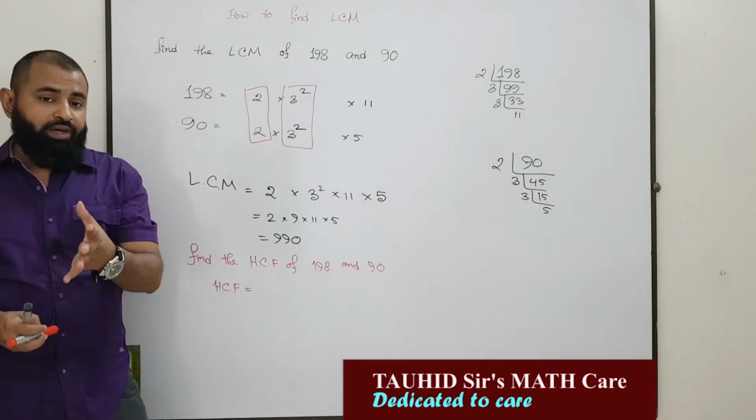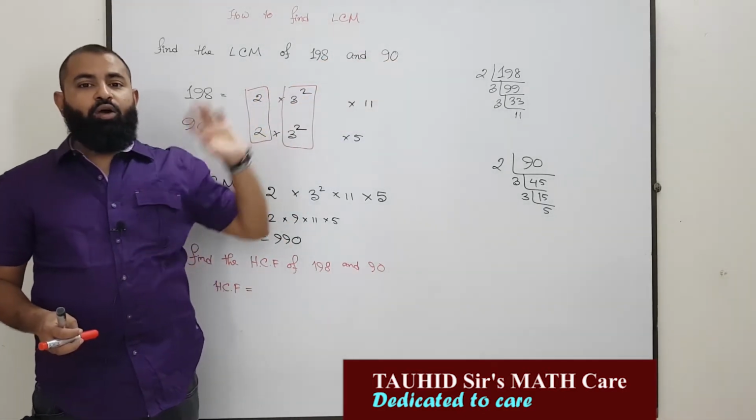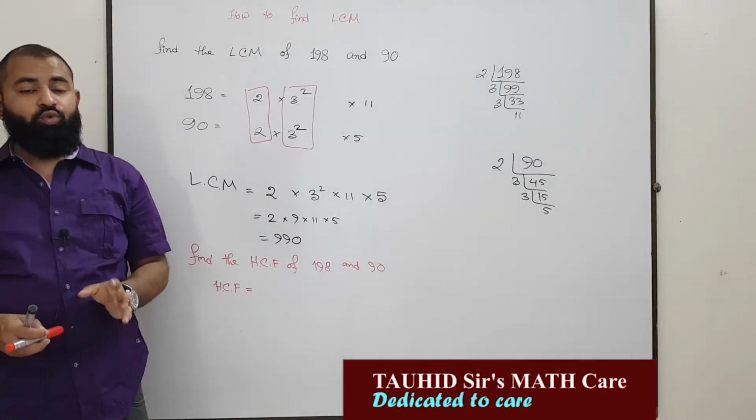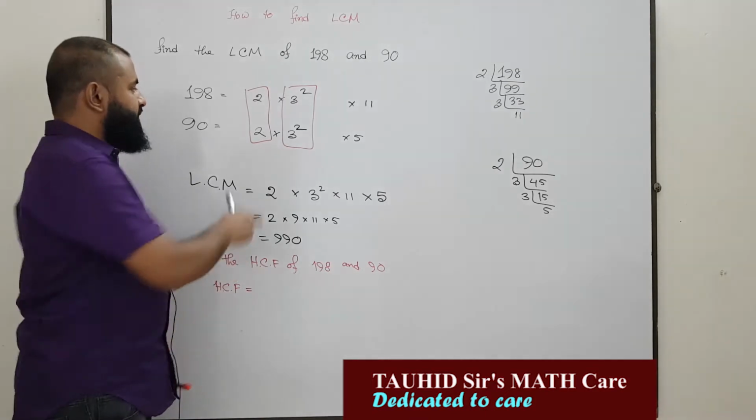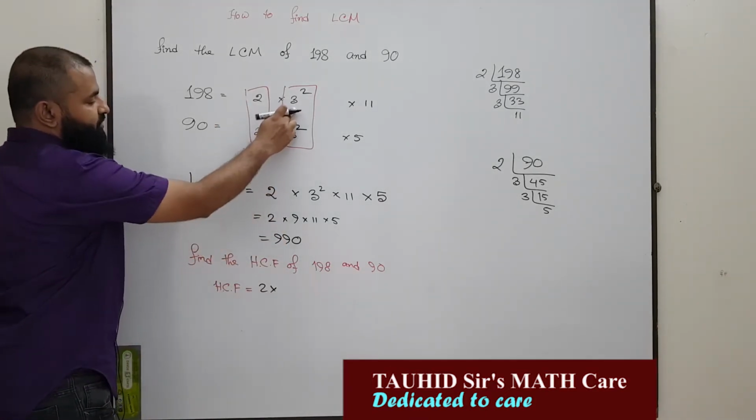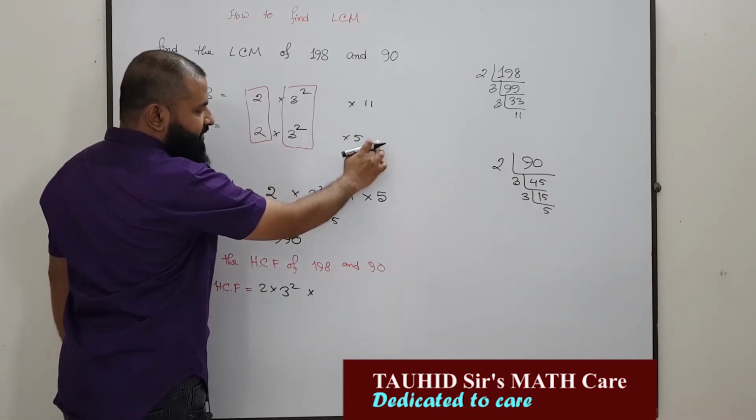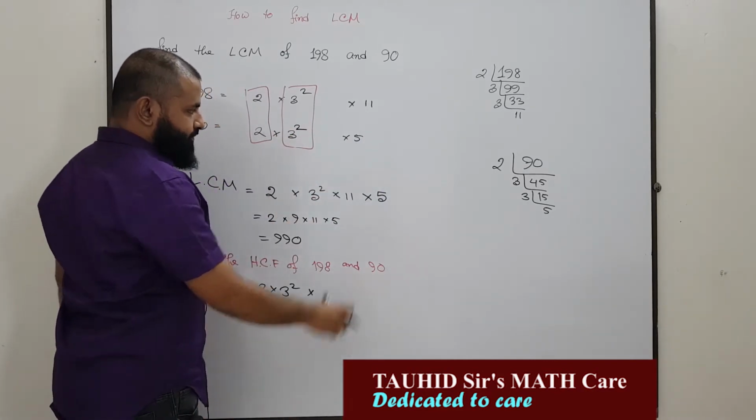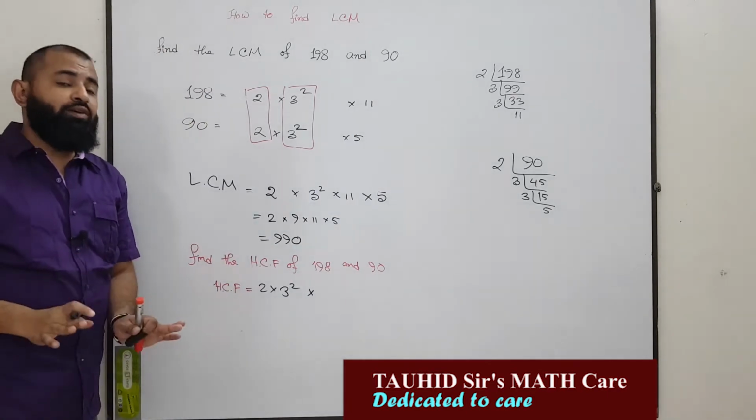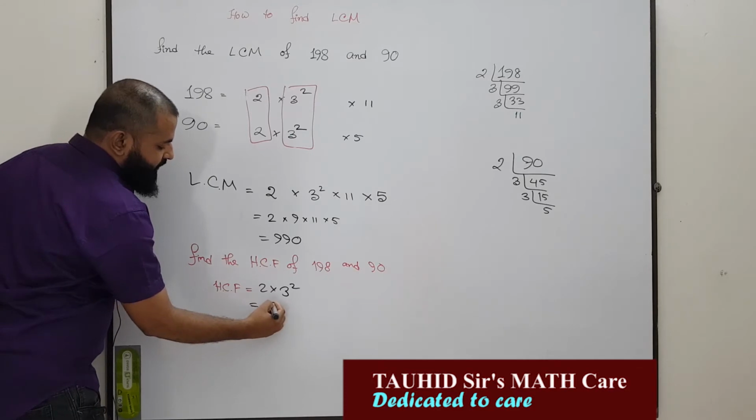Now if I ask you to find the HCF of 198 and 90, how can you do that? When we are going to find the HCF, we will take only the common parts. Here is a 2, here is a 2, so we will write 2 into 3 square, as both have 3 square. Here we can see an 11, but there is no 11 in the other, so we won't take 11. Here is a 5 and there is no 5 in the other, so we won't take 5. So we will take only 2 into 3 square. So the HCF is 18.